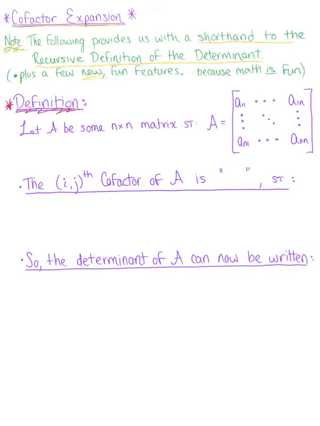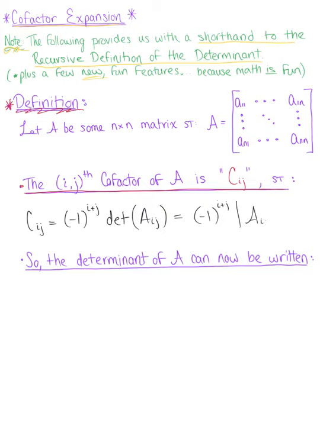So if we let A be some n by n matrix, we can then say that the ith jth cofactor of A is defined as capital C sub ij. And we can rewrite this, C sub ij, so this is equal to -1 raised to the i plus j multiplied by the determinant of the submatrix A sub ij. And again, we know that we can alternatively write this using the alternative notation of the determinant. And we recognize this. This is the same form we use with our recursive definition.